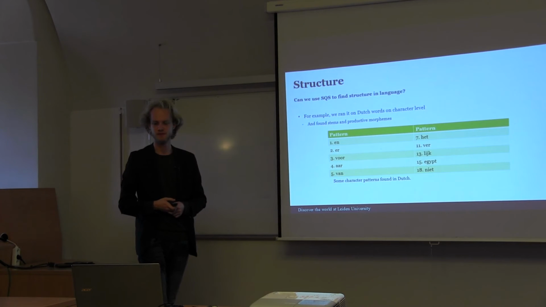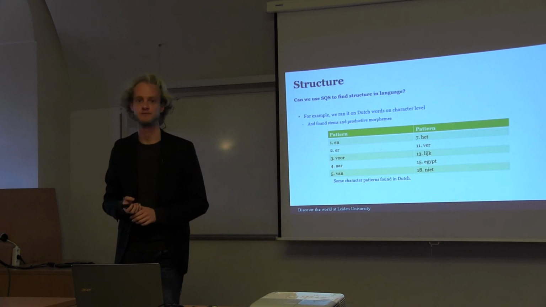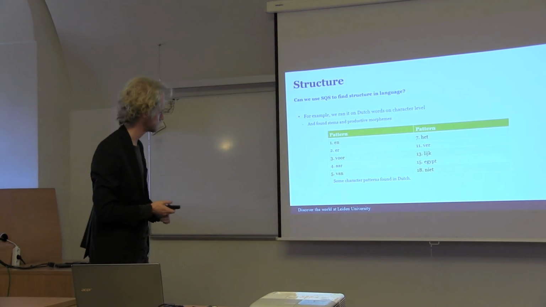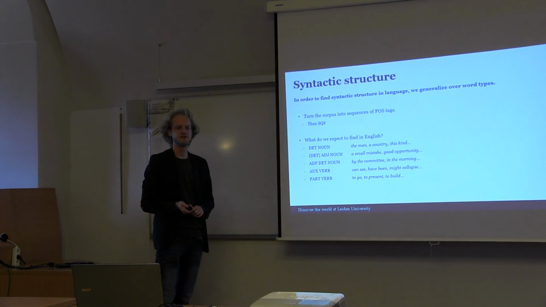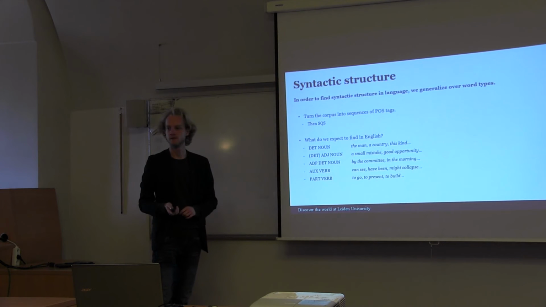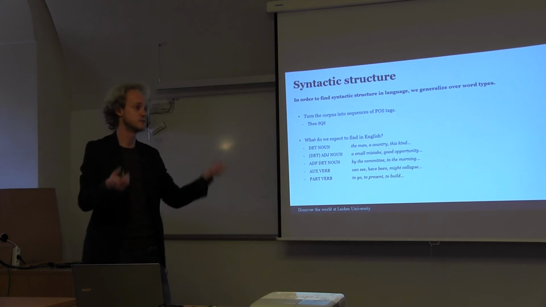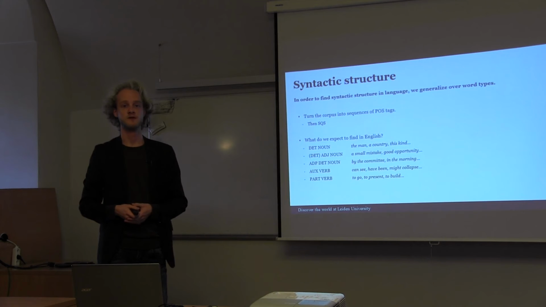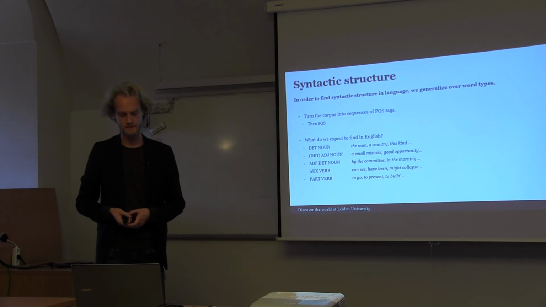So as a little proof of concept, we ran it on Dutch words on a character level, and what we found were stems and productive morphemes. So that was really quite cool. But then we thought, let's push it a little bit and let's go for syntactic structure. So we generalize over word types by part-of-speech tagging. We change the entire corpus into a bunch of sequences of part-of-speech tags. Then we do the Squeeze. And what we should get is a bunch of part-of-speech tag patterns that are characteristic of that language, because they appear a lot, right?